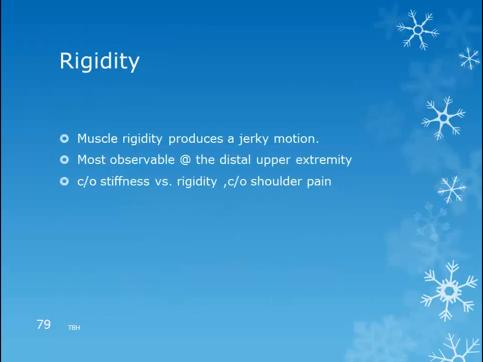Rigidity. Muscle rigidity produces a jerky motion, most observable at the distal upper extremity. Complaining of stiffness versus rigidity. Complaining of shoulder pain is a common complaint in Parkinson's patients.